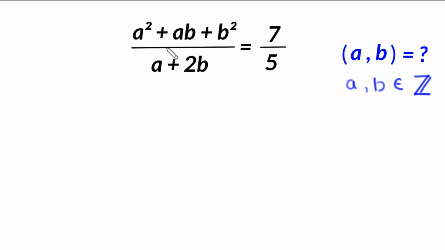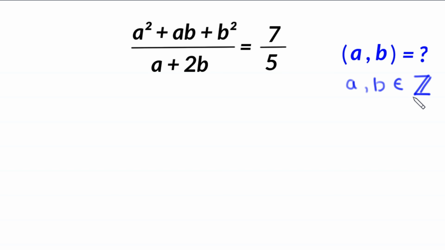(a squared plus ab plus b squared) divided by (a plus 2b) equals 7 over 5. Our job is to find all possible values of a and b such that a and b are integers.